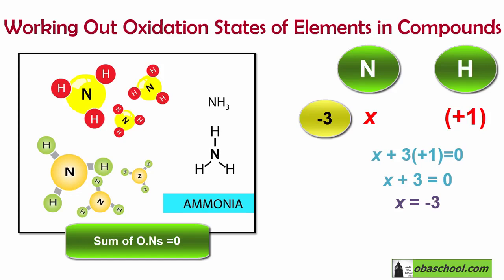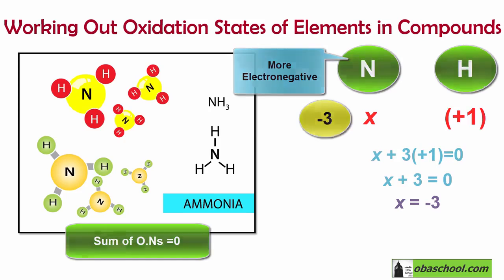To double check, we know that nitrogen is more electronegative than hydrogen, and thus nitrogen must have the more negative oxidation number. So -3 is the negative oxidation number and +1 is a positive one, and thus the oxidation number we have found is correct and follows the rules that we have studied.